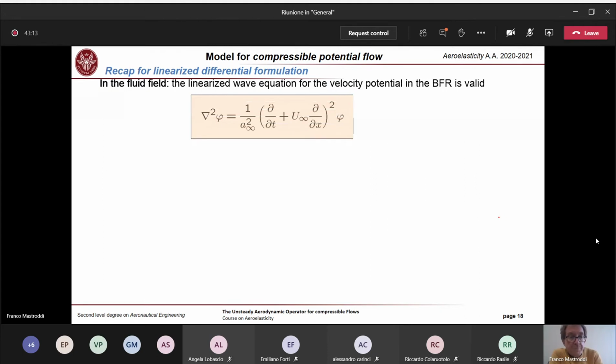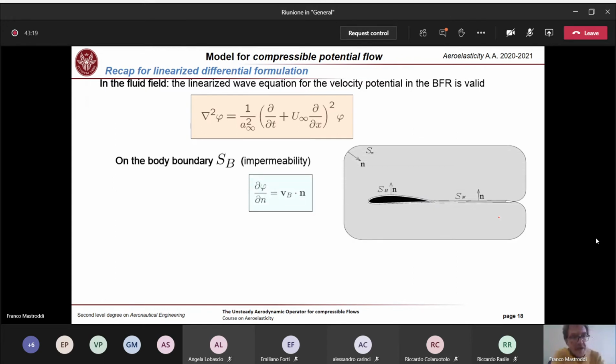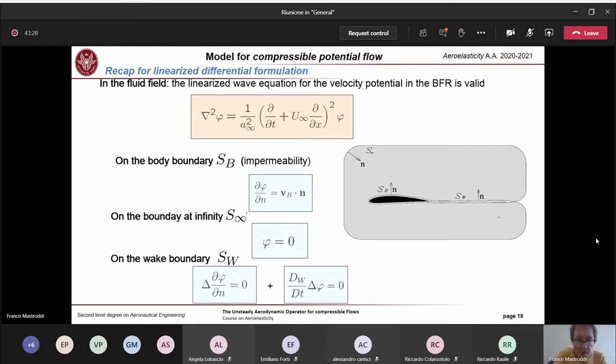Okay, so we have different physical models for describing your flow. Just to recap for linearized differential formulation, we have a unique potential linearized equation for unsteady flow. We have a boundary condition on the body, the permeability condition. We have boundary condition at infinity, and we have the boundary condition on the wake. So we are happy because we have very similar conditions for the compressible flow. The only novelty is this right-hand side. We have this time operator in my body frame of reference. Before I had 0 here. Now I don't have 0, I have something different from 0.